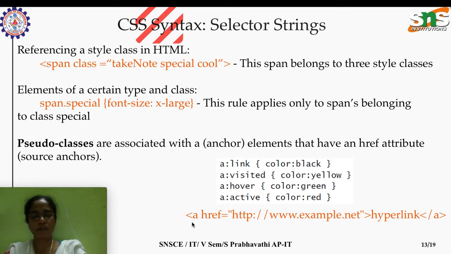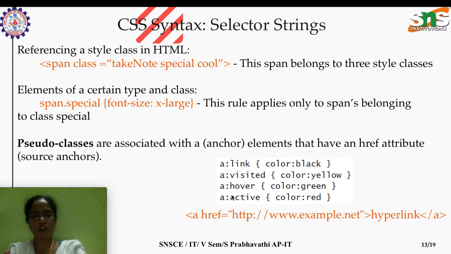For example, at the very first time the hyperlink we usually see is blue, is it not? When we click, the color gets changed, is it not? Those things we can control by having these pseudo classes. A colon link: link color by default is blue, and we can change it to black. And visited, once that link is visited, change it to yellow.